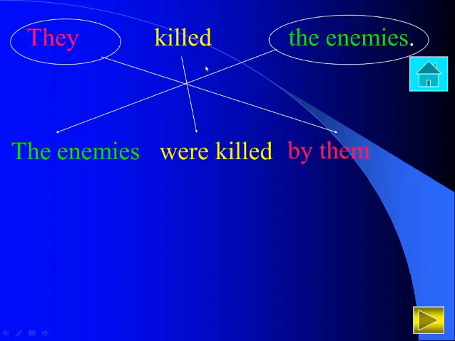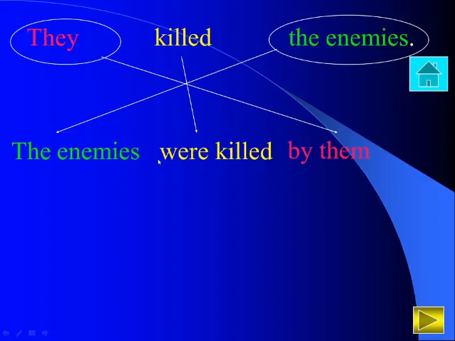Two things you must always keep in your mind while transforming the active voice into passive voice. The first thing: we must bring the last word to the first. The second thing: we must look at the verb. If it is present, we have to use is or are. If it is past, we have to use was or were.